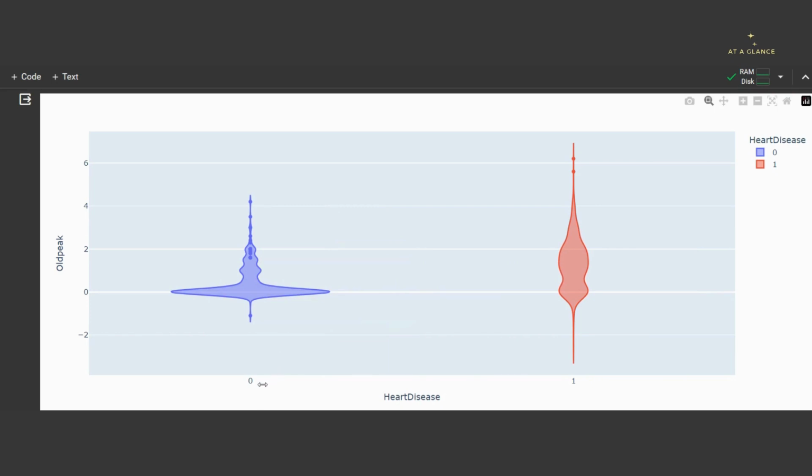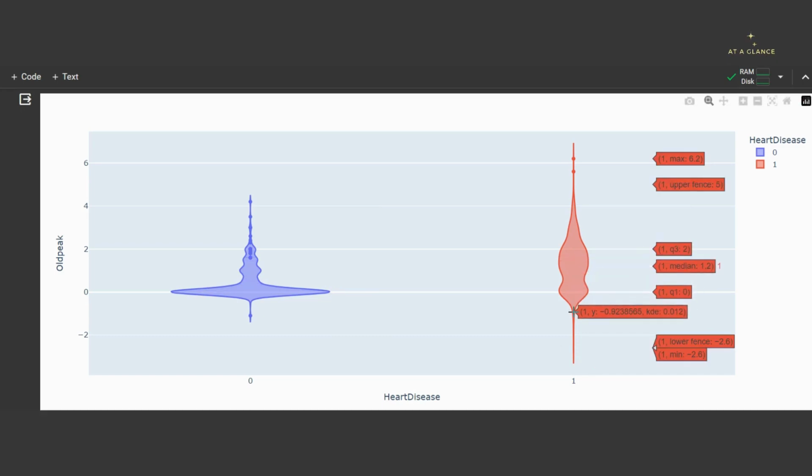In the case if the patient is having no heart disease, the old peak value is nearly equal to 0, or it ranges between 0 and 2. So this is the summary. And if we talk about the case where the heart disease is present, you can see the bulge is ranging between 0 to 4. That means most of the patients will be having more than 0 as their old peak value if they are having heart disease. So this is the conclusion that we can make for this particular heart disease versus old peak column.